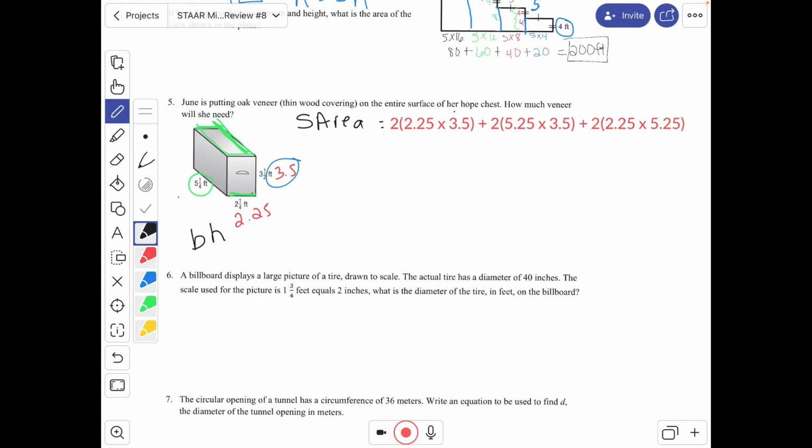And 2.25 times 3.5 is 7.875. And then we have to multiply that times 2. So this first part is 15.75 plus the next one, do what's in parentheses first, 5.25 times 3.5, you get 18.375. Then you have to multiply times 2.